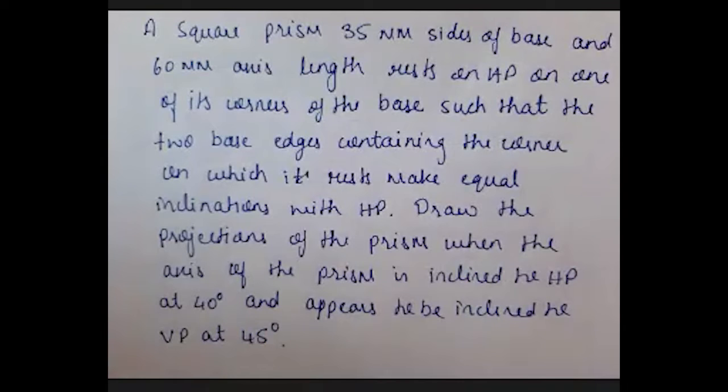Let's start with the second problem of projection of solids. A square prism, 35 mm sides of base and 60 mm axis length, rests on HP on one of its corners of the base such that the two base edges containing the corner on which it rests make equal inclination with HP. Draw the projections of the prism when the axis of the prism is inclined to HP at 40 degrees and appears to be inclined to VP at 45 degrees.